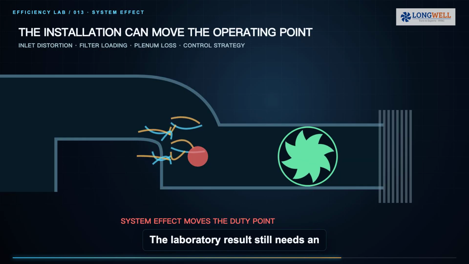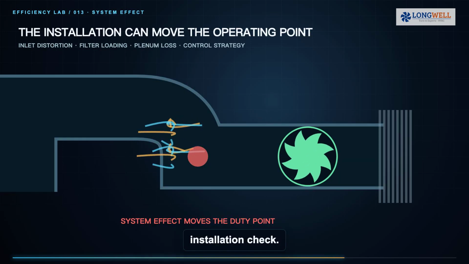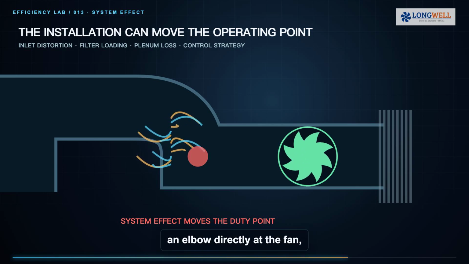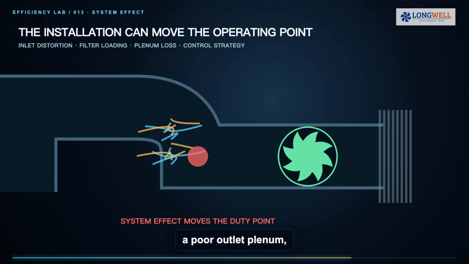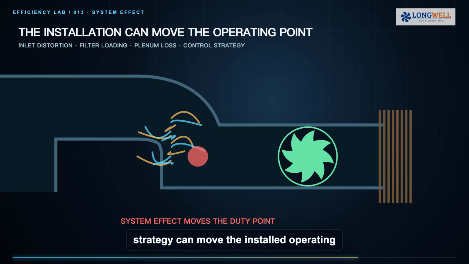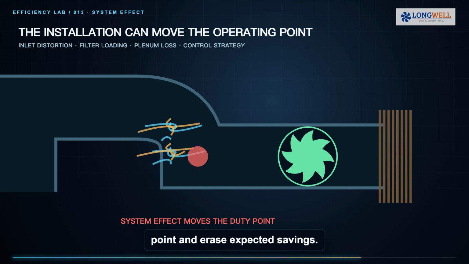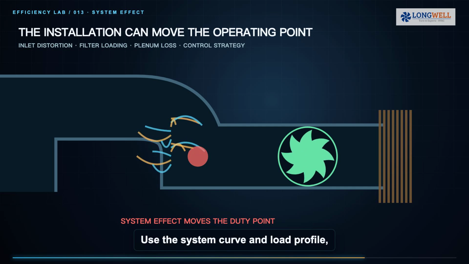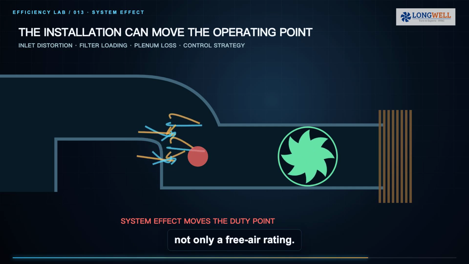The laboratory result still needs an installation check. An obstructed inlet, an elbow directly at the fan, a poor outlet plenum, a dirty filter, or the wrong control strategy can move the installed operating point and erase expected savings. Use the system curve and load profile, not only a free air rating.